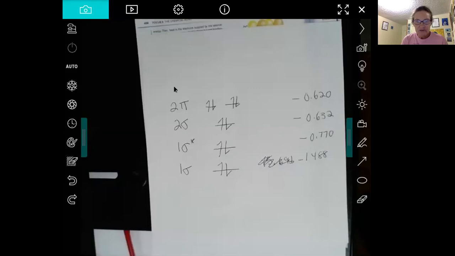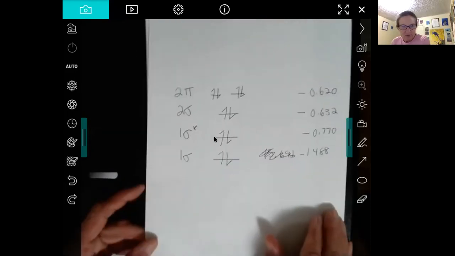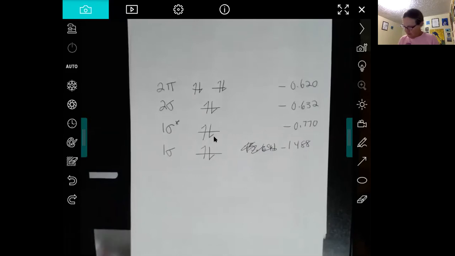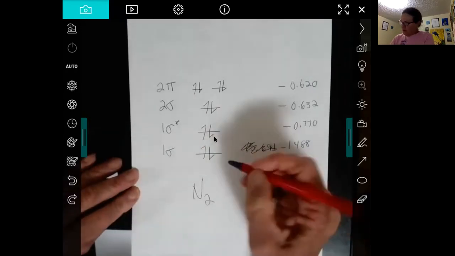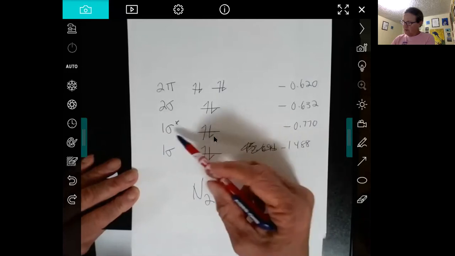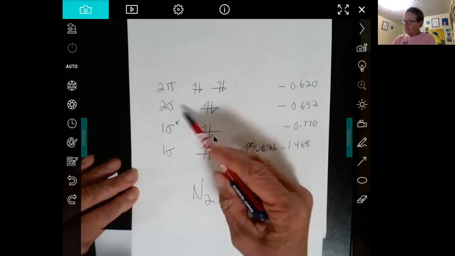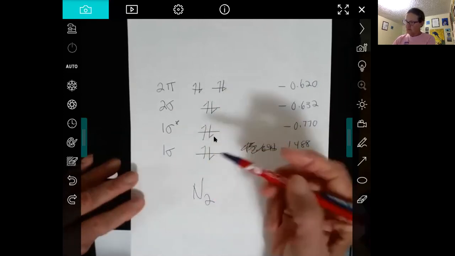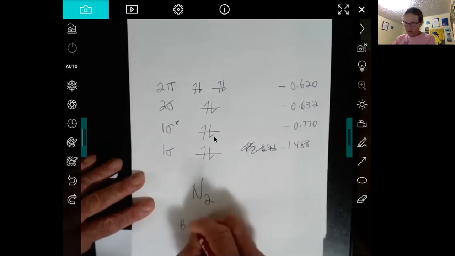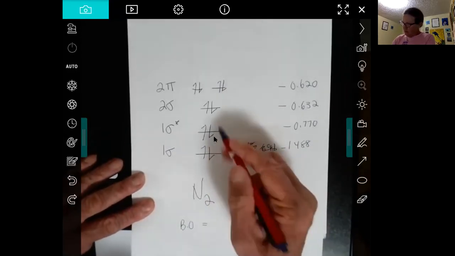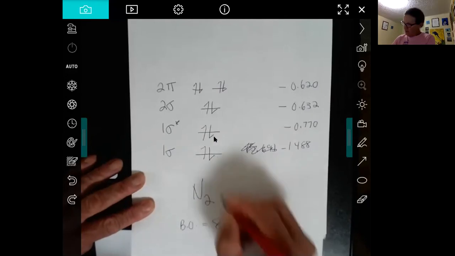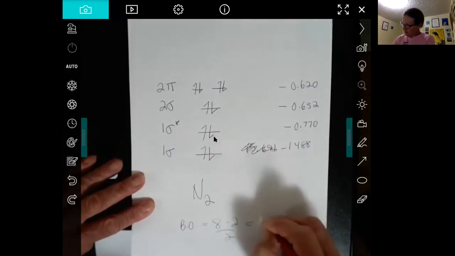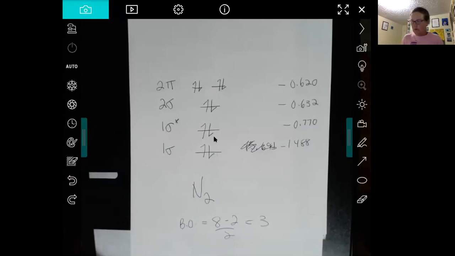Stop that share and come back and share this again. So the orbital diagram that we just drew looks like this. So for nitrogen, 2 electrons in a 1 sigma, 2 in a 1 sigma star, 2 in a 2 sigma, and 4 in a 2 pi. So if you get the bond order, it would be 2, 4, 6, 8 minus 2 divided by 2. And so you'd have a bond order of 3, which is what we predict.